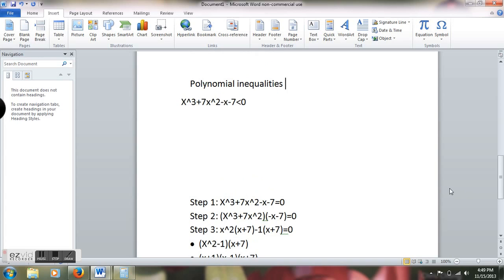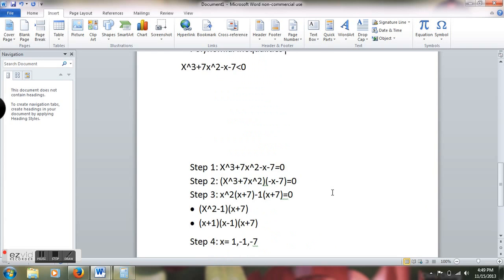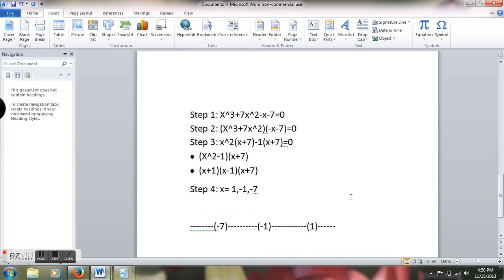Okay, so we have an equation here. This is a polynomial inequality. Now I'm going to teach you how to do it step by step. Hopefully this is understandable. If not, I'm very sorry.